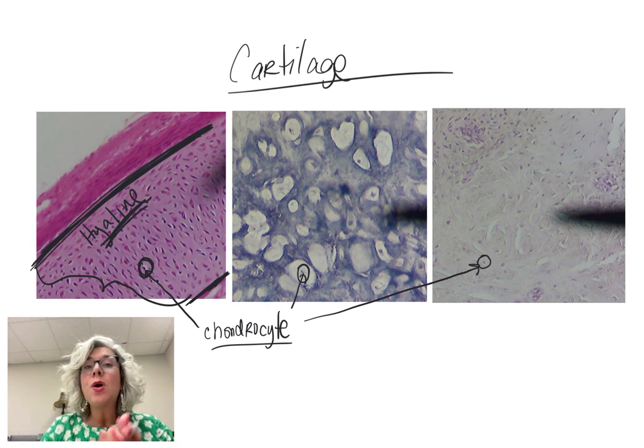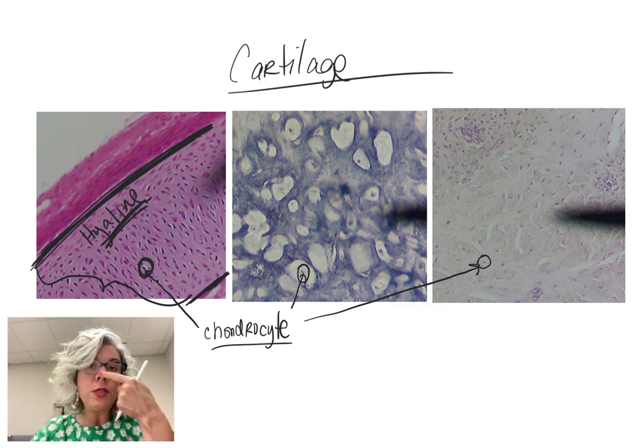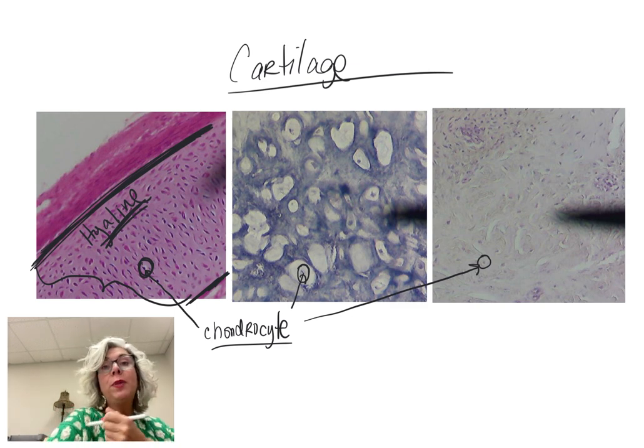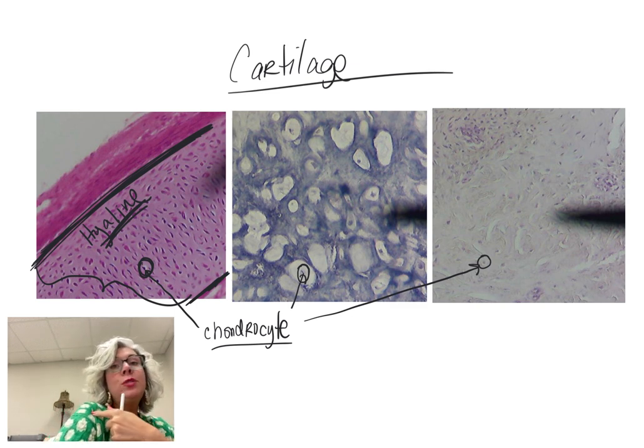Hyaline is actually the most abundant cartilage that we have in our body. It's found in several different places. We have it in our nose. This part of your nose is hyaline cartilage. Your larynx is hyaline cartilage, and there's rings on your trachea that's hyaline cartilage. The growth plate that's found at the ends of our bones, that's hyaline cartilage.